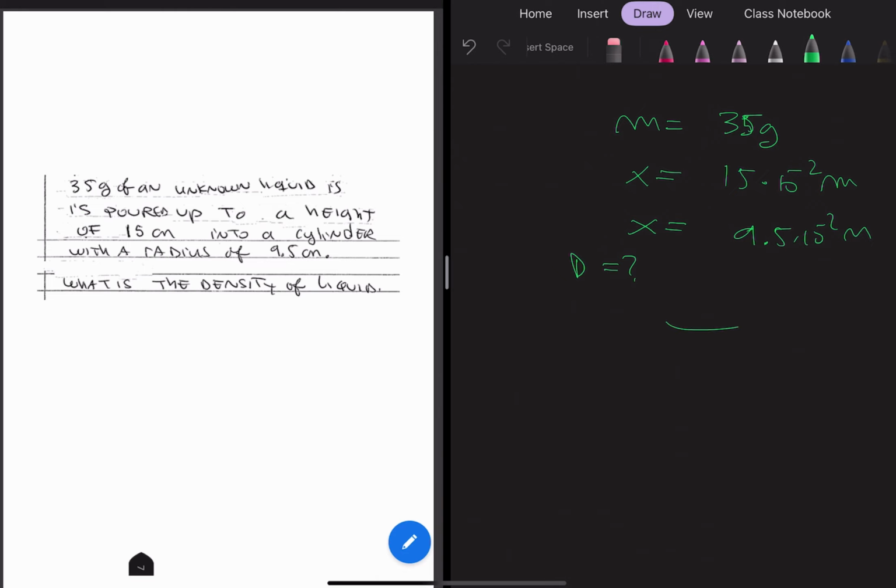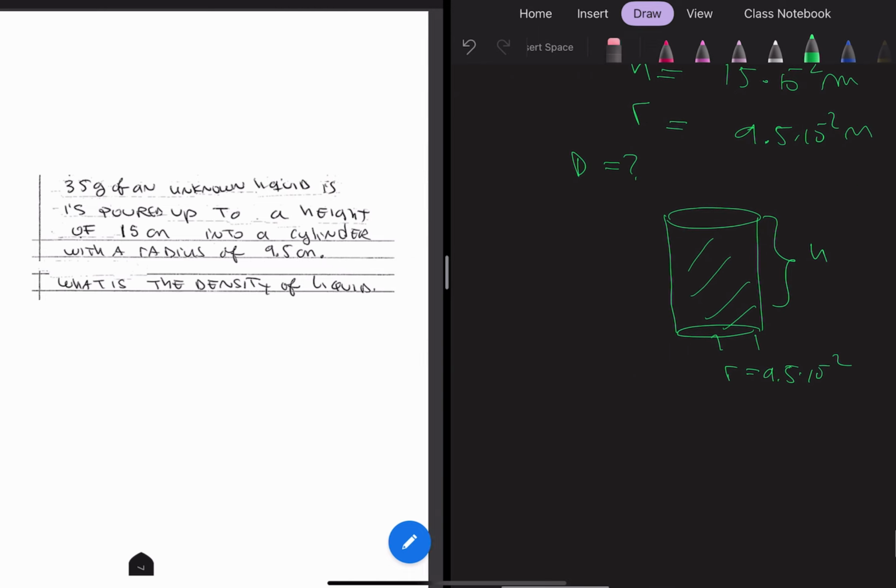So let's try to interpret this problem. So you have a cylinder, and the cylinder is completely full with this unknown liquid, and this liquid has a mass of 35 grams. And now the cylinder, the height is 15, so the 15 is going to be the height of the cylinder h. And the cylinder has a radius of 9.5 centimeters, so this is actually r. And we want to find the density.